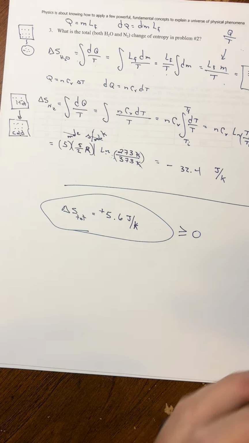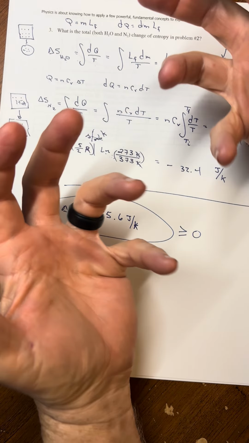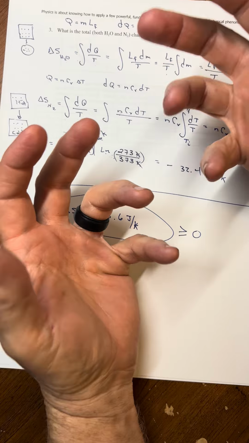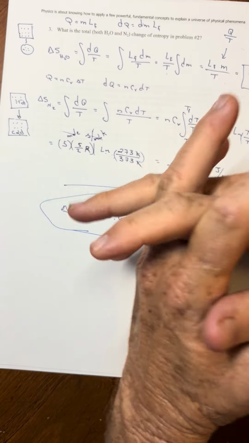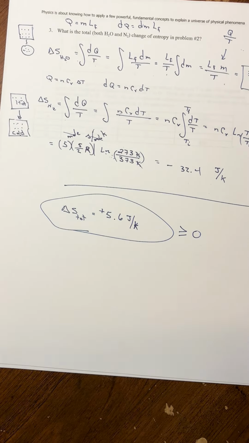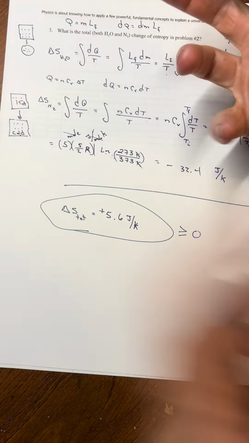So if you put your ice together with your nitrogen, it can cool down the nitrogen as it melts the ice. And that's pretty obvious. We know that. And so I'm not surprised that the calculations tell me it can happen. The other way around wouldn't work.